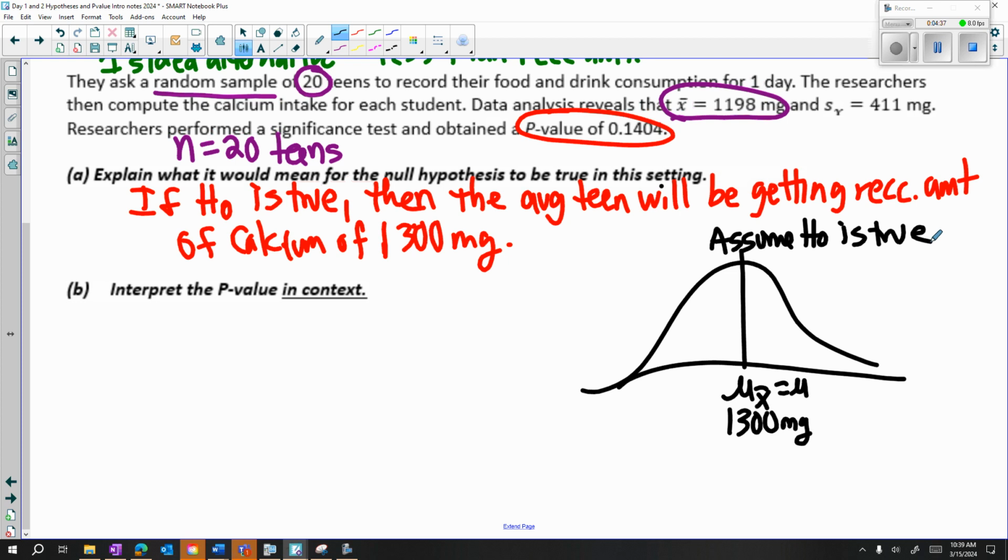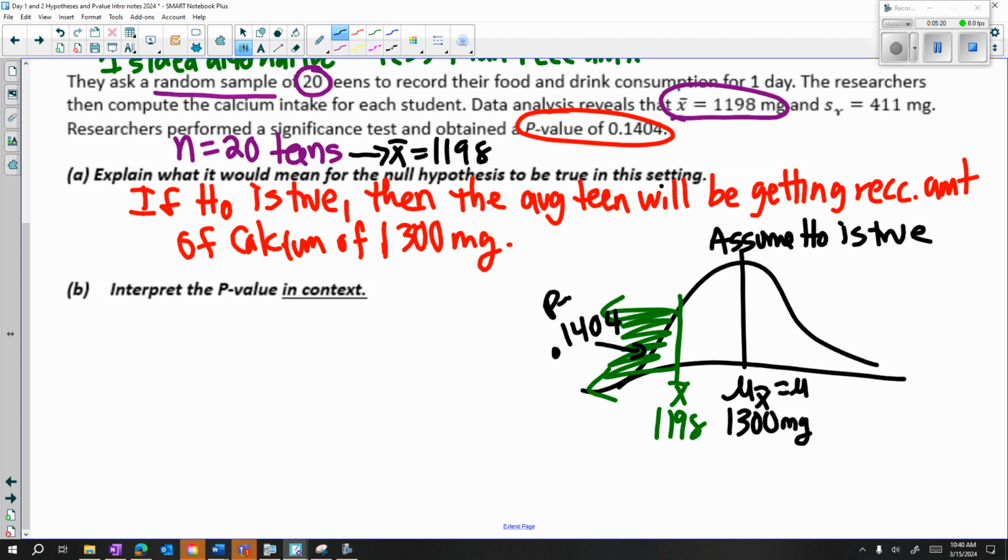Now, when they do the sample of 20, they get their sample mean x bar from that sample to be 1198. And the p-value that they got was 0.1404. So where is that x bar located with respect to 1,300? I'm hoping you're going to say if we had plotted it, it would be to the left of the mean, and it would be an area that we would have shaded to the left. So the p-value that they found when they calculated the test statistic was 0.1404, and that is this area under the curve to the left, less than or equal to 1198, okay?